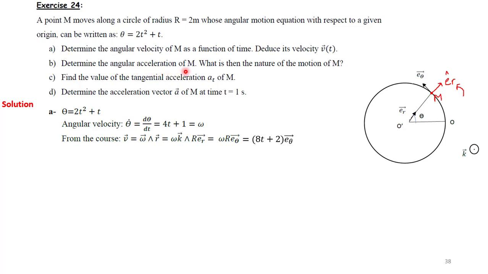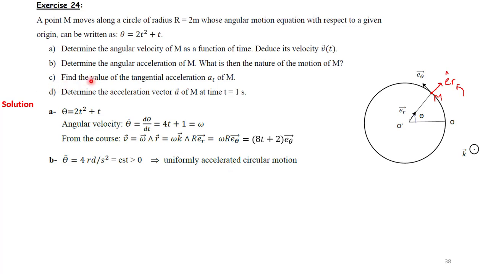So we need to find now alpha. Alpha is equal to d omega over dt, or theta double dot. So let's derive theta dot as a function of time. The derivative of 4t plus 1 with respect to time will give us 4. So theta double dot, which is equal to alpha, is a positive constant. So our angular acceleration is a positive constant. This means that we have a uniformly accelerated circular motion, and this is the nature of the motion of M.